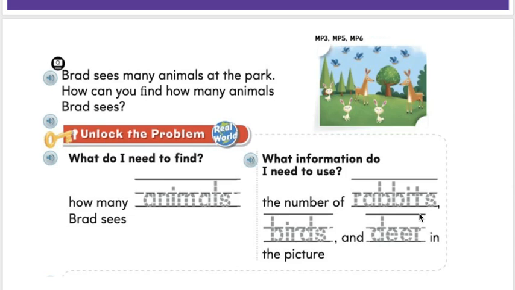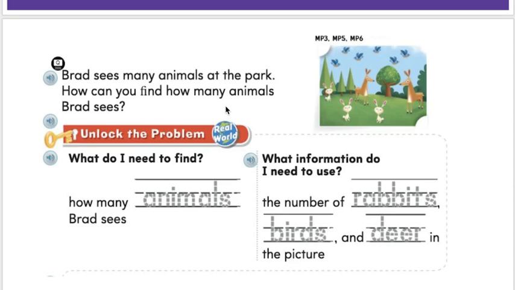So here we go. Here's the first Unlock the Problem. We're going to first pull information out that we need in order to solve the problems and also use the data that we need in order to create the graphs. So Brad sees many animals at the park. How can you find how many animals Brad sees? Once again, here's our visual up here in the right-hand corner. What do we need to find? As mathematicians, we need to pick out the exact information that we need because there's a lot of information there and we don't need it all in order to solve the problem. What do we need to find? We need to find how many animals Brad sees.